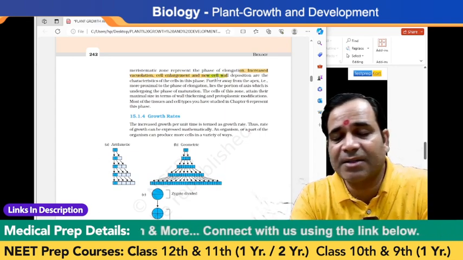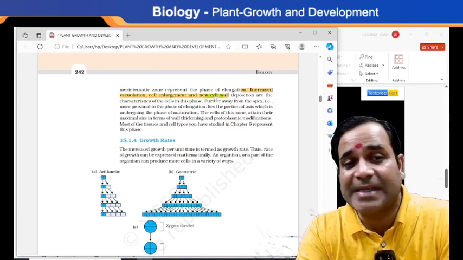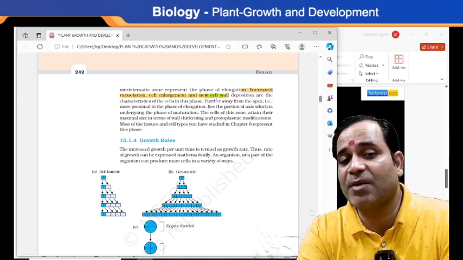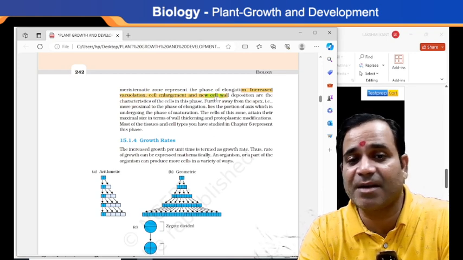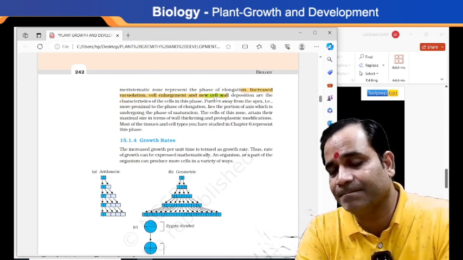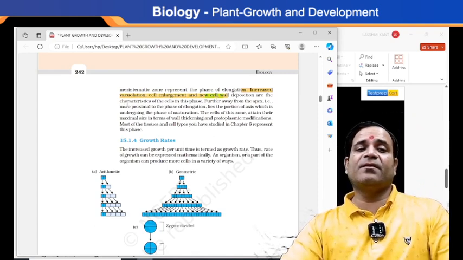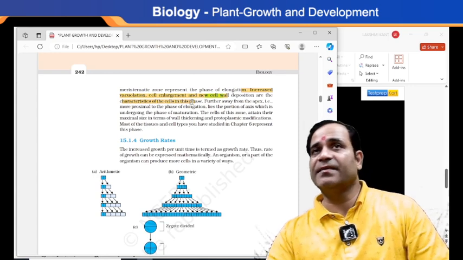So all three of these are very important to understand, if I want to increase vacuolation, cell enlargement or new cells, then you have to understand this basic thing. Now the question is, what are the characteristics of the cells in these phases, my dear?